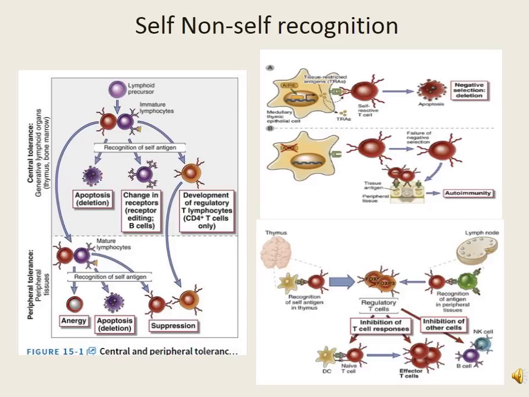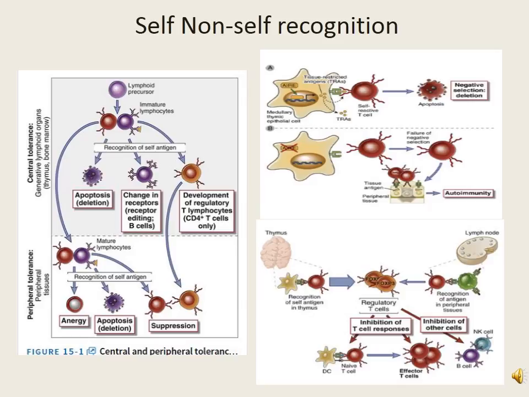This slide summarizes the process or mechanisms of self and non-self recognition of the adaptive immune response. In the left-hand side figure, there are two steps of self-recognition. The first one, the upper one, is called central tolerance, the mechanism of self-recognition that occurs in the generative lymphoid organ where T cells develop, that is in the thymus.